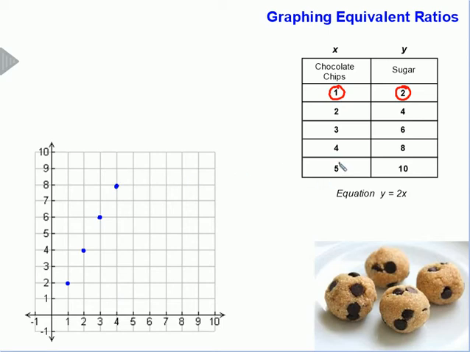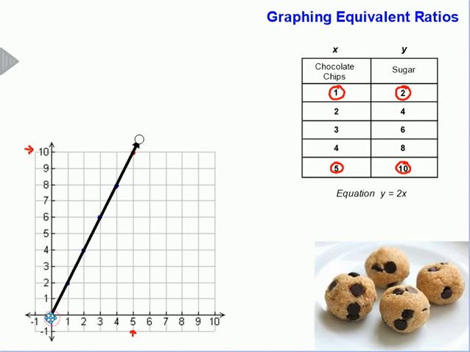So what would it be if we were to use 5 cups of chocolate chips? It would be a lot of chocolate chip cookies, which is fine with me. I like chocolate chip cookies. We go over here to the 5, and then we go up to the 10, just like it says right over here. For every 5 cups of chocolate chips, we'll use 10 cups of sugar. So we'll go all the way to the top here, just like that. And once again, we can draw our little line to see how these are related to each other. A graph helps us see this ratio relationship in a special way.